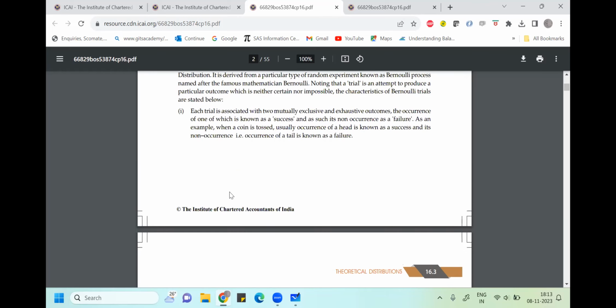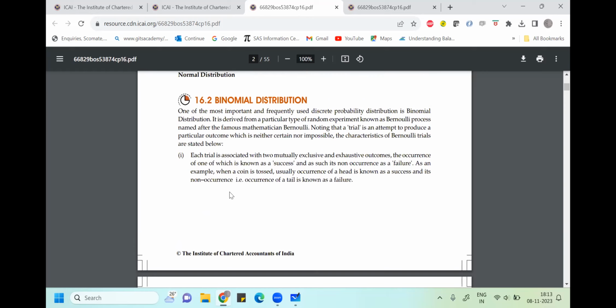Now coming to the binomial distribution. So what is binomial distribution? Binomial distribution is a discrete distribution pattern. It is basically the foundation of the binomial theorem. If you have studied binomial theorem in PU, or if you have studied probability in the past, then probability and binomial theorem are all basically based on what? They're based on binomial distribution.